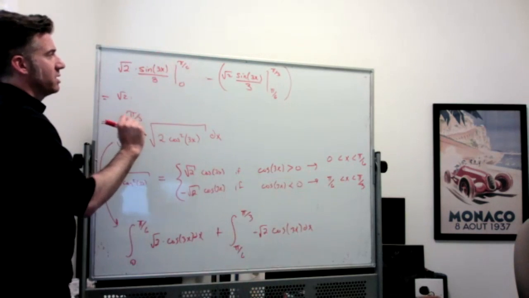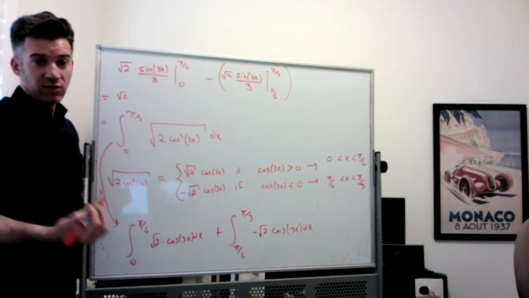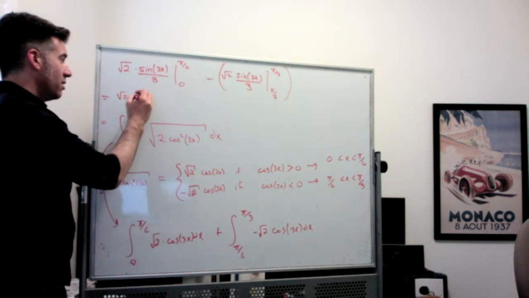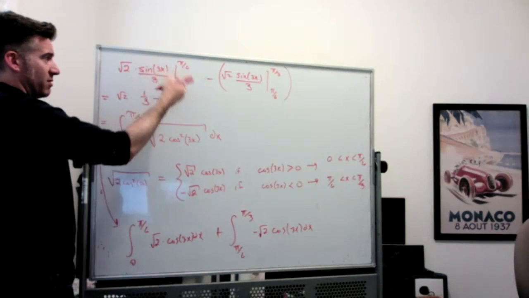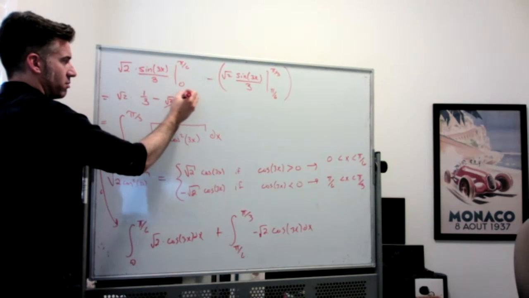So plugging in pi over 6 here, 3 times pi over 6 is pi over 2, and sine of pi over 2 is 1. So I'm gonna get 1 over 3 minus the square root of 2 times sine of 0 is 0.